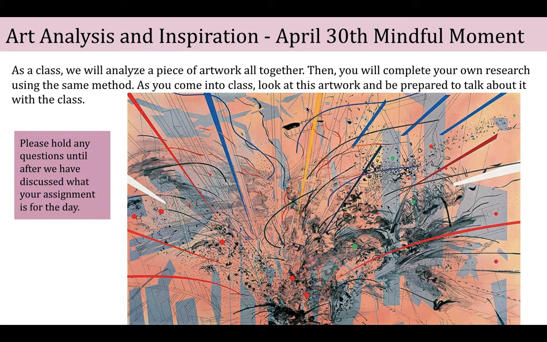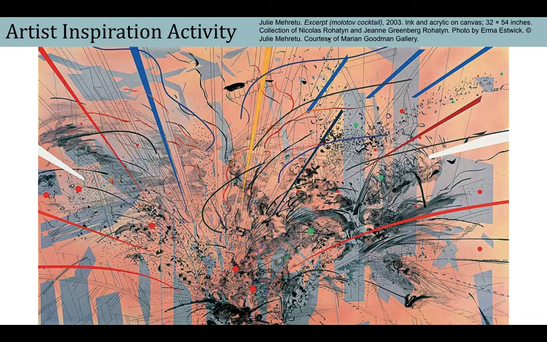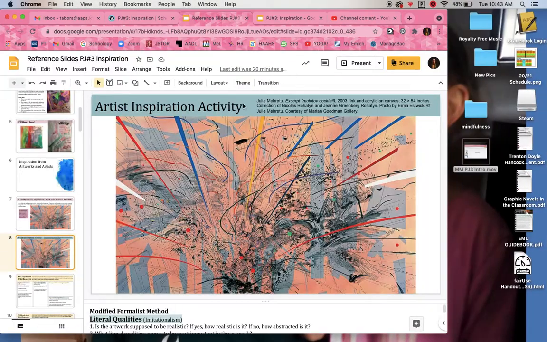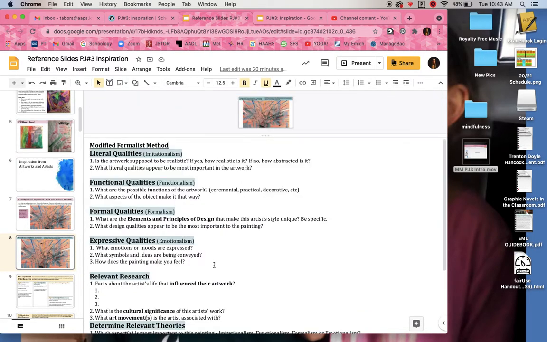So we actually already, if you were in class, you were there with us. You did this already. And we analyzed this artwork using the modified formalist critique method. I slowly walked you through it as we looked at this together. And if you're viewing this later, you can always go to this reference slide presentation. And below here, these are the questions that we answered together as a group. So you can always go back and take a look at that.